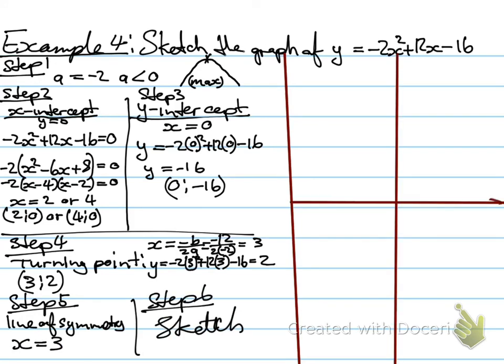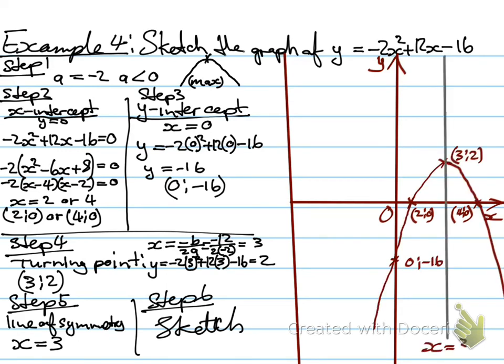And then we sketch the graph. So our x-intercepts first, and then our y-intercept, our turning point, then we draw the graph and the line of symmetry. What I was telling you there, remember, was that the distance from here to here is equal to the distance from here to there. So the roots, which means the x-intercepts, are of equal distance from the line of symmetry.